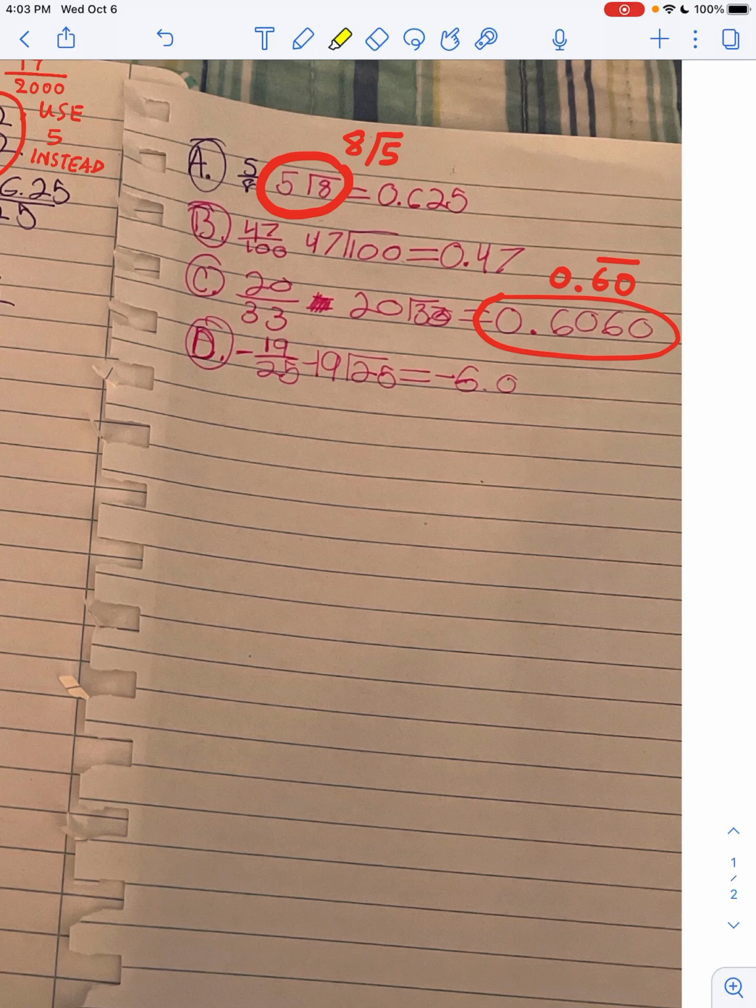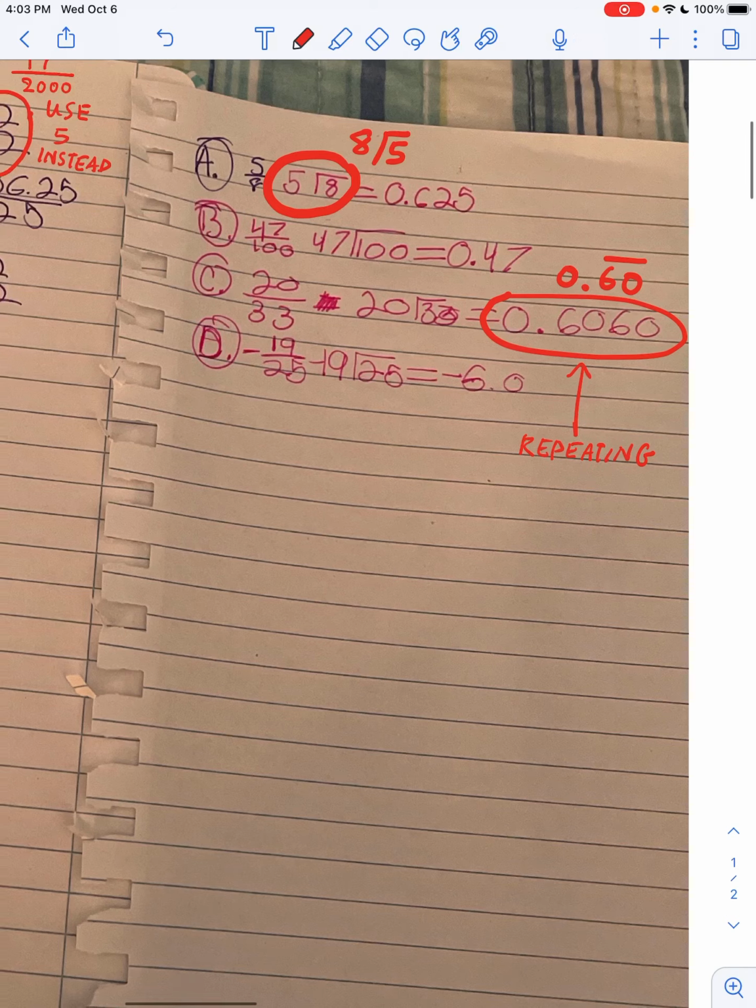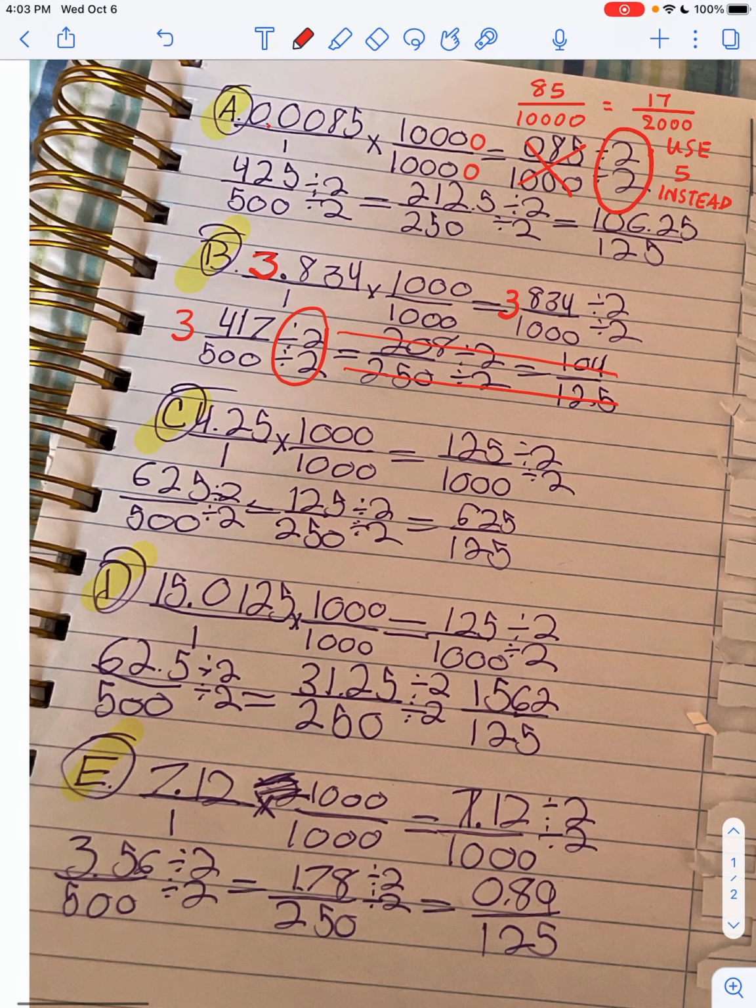Also, the answer for part C here is a repeating decimal. So notice the correct notation for a repeating decimal. Do make the corrections here for number 5, A, B, C, D, and E.